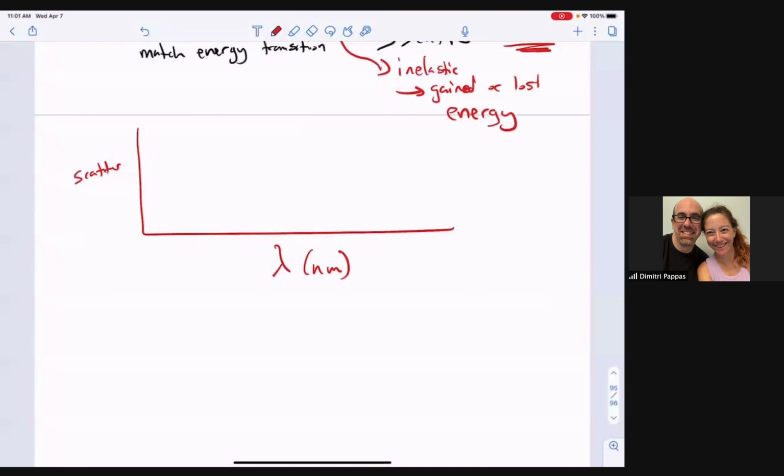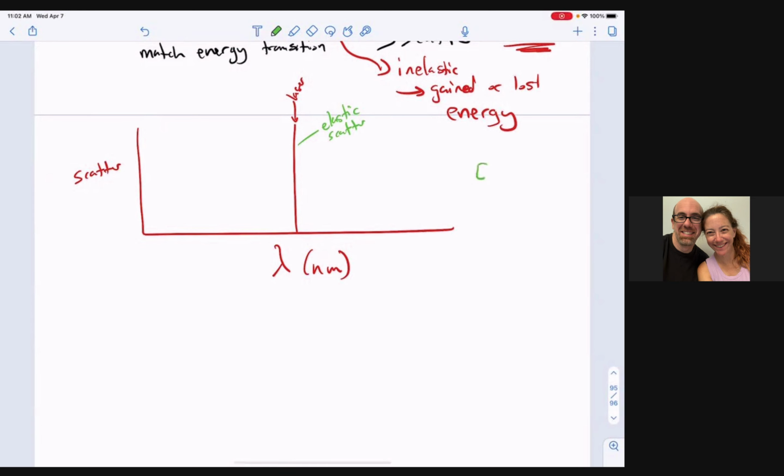If we look at wavelength, right, in nanometers, we're going to have a laser wavelength. This is the laser itself. And so if I measure light scatter, the majority of light is going to be at that laser wavelength. Okay, this is the elastic scatter. I'm going to change colors here. So this is my elastic scatter. So no energy is gained, no energy is lost.